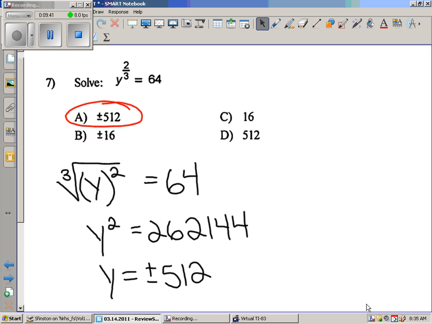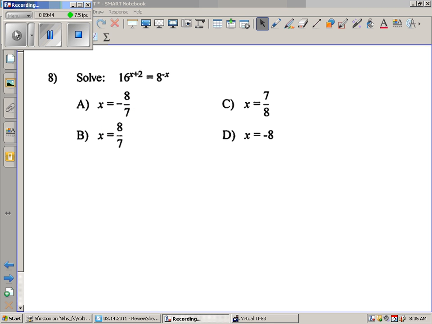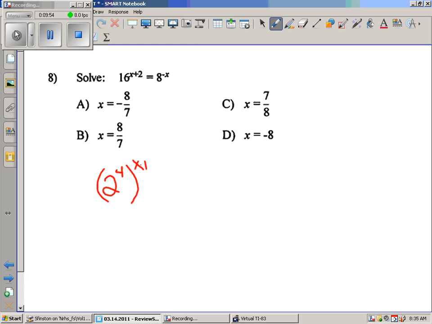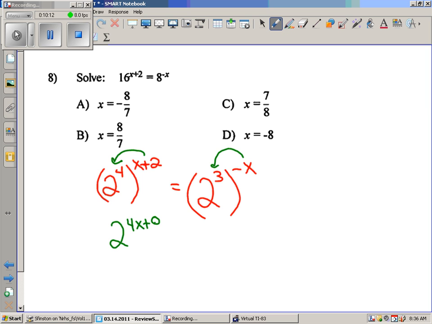All right, let's play again. These are easy, aren't they? This is going to be 2 to the 4th raised to the x plus 2. The other one is going to be 2 to the third raised to the negative x. Same as before, these get distributed inside. You get 2 to the 4x plus 8 equals 2 to the negative 3x.